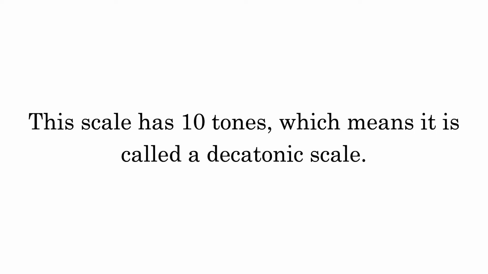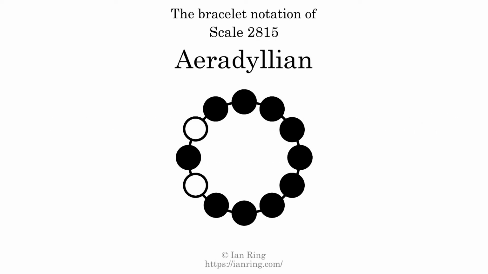This scale has 10 tones, which means it is called a decatonic scale. This is a bracelet notation diagram of scale 2815. The shaded circles represent tones that appear in the scale, and they are read clockwise, starting at the top.